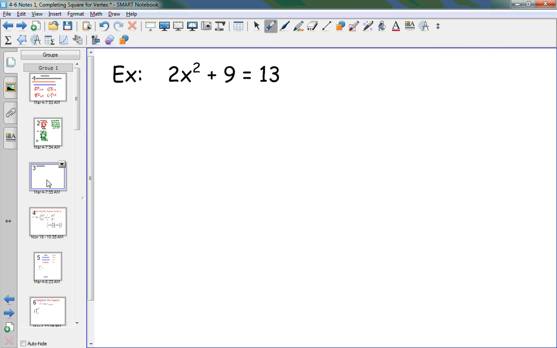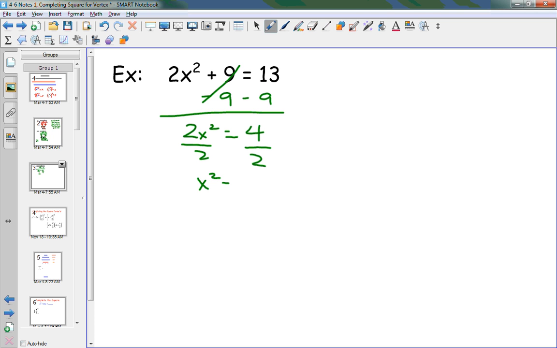Okay, so now let's do this one. Subtract 9 from both sides. 2x squared is equal to 4. Now what? Divided by 2. Divided by 2. X squared is equal to 2.